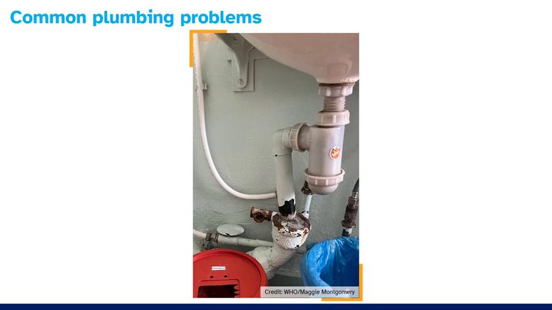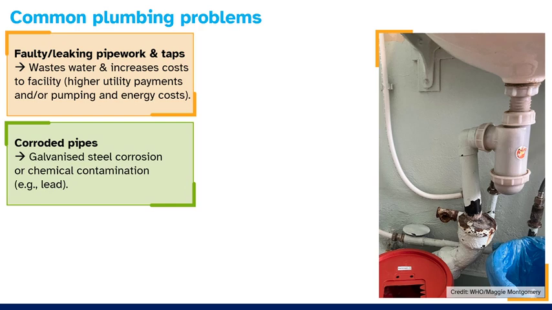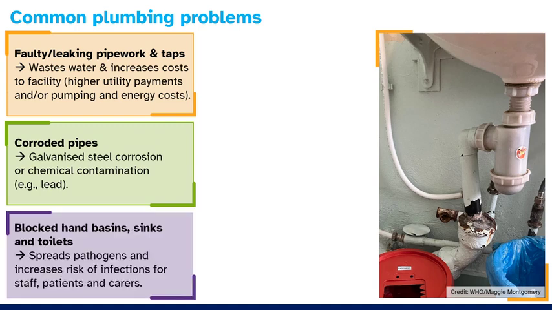The most obvious problem is a corroded pipe, which has been poorly fixed with plastic parts. Faulty or leaking pipes and taps waste water and can increase costs to the facility as a result of higher utility payments and energy costs. Corroded pipes lead to poor water quality, chemical contamination, or stagnation due to dead legs. Blocked sinks and toilets can spread pathogens which pose an infection risk.